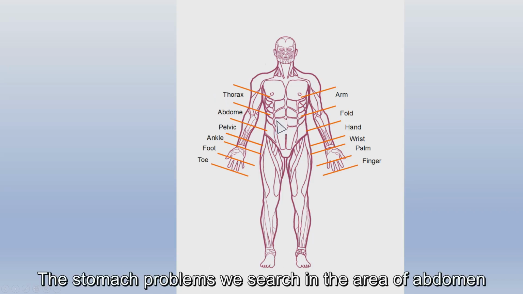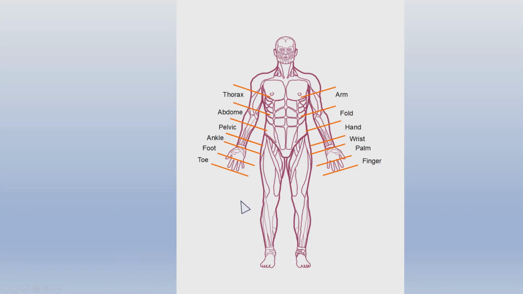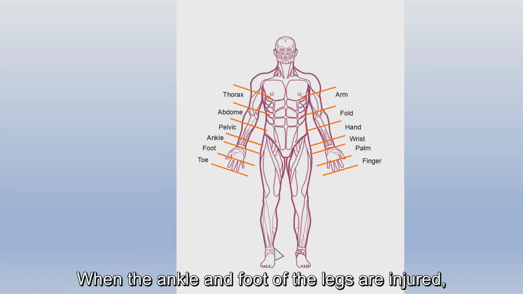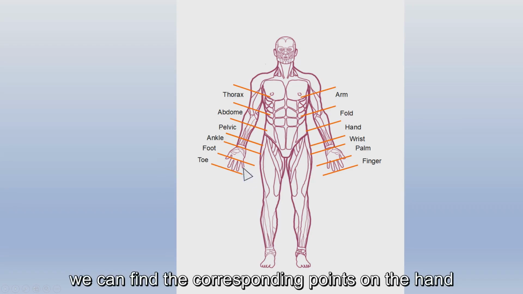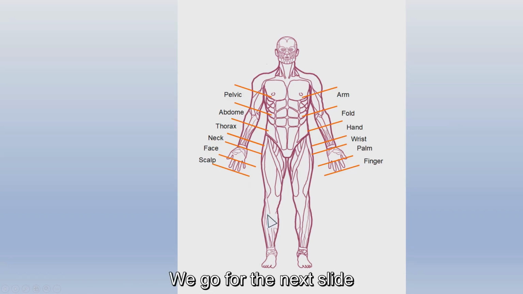For a stomach problem, we search in the area of the abdomen. Then for loose motion and constipation, we search at the pelvic section. When the ankle or foot of the legs are injured, we can find the corresponding point on the hand. Apply acupuncture to treat it, or massage with Gano oil. We go to the next slide.